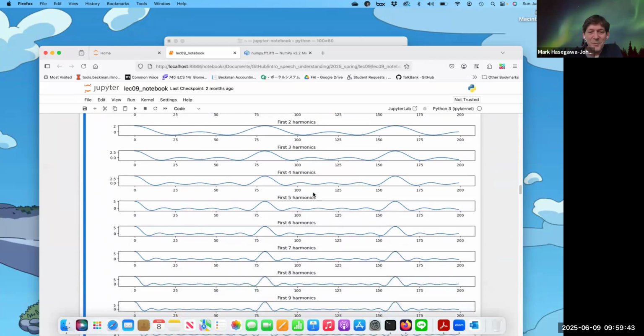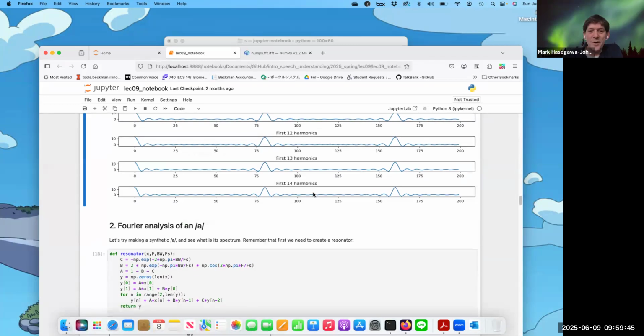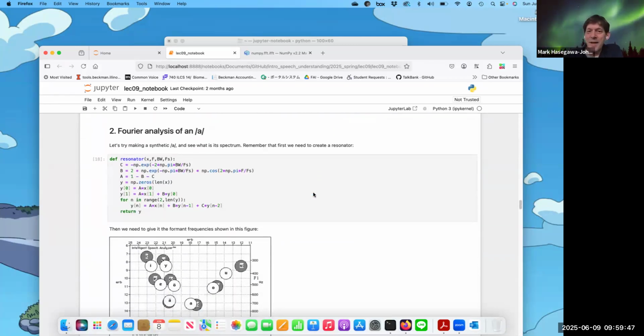All right, fun with pure tones. Let's go on to talk about speech. So you remember that in order to synthesize speech, the way we did it is we took that impulse train and we passed it through a resonator.